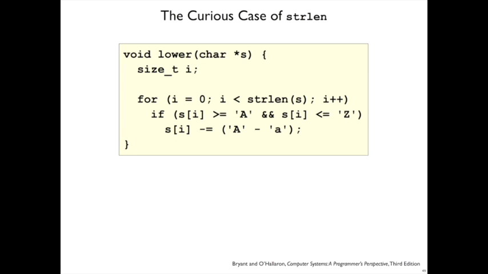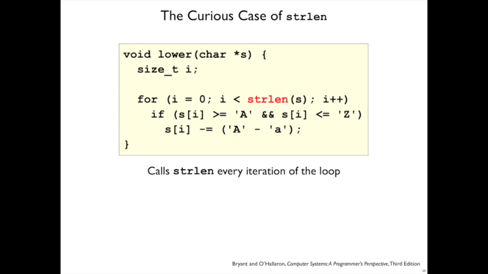We're going to look now at one more example that illustrates a number of interesting corners in the question of optimization. Here we have a function lower, whose job is to take a string and change all of the uppercase characters into lowercase characters. So we iterate from 0 to the length of the string, checking whether something is between capital A and capital Z, and if so, making it lowercase by subtracting off the difference from the capital range to the lowercase range.